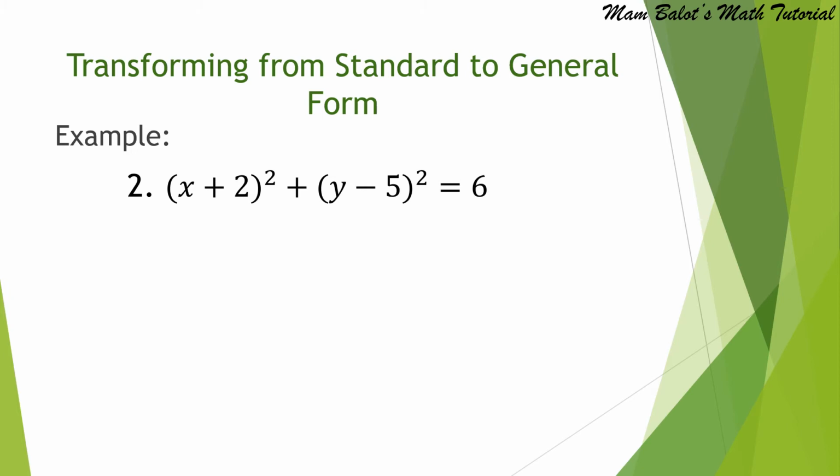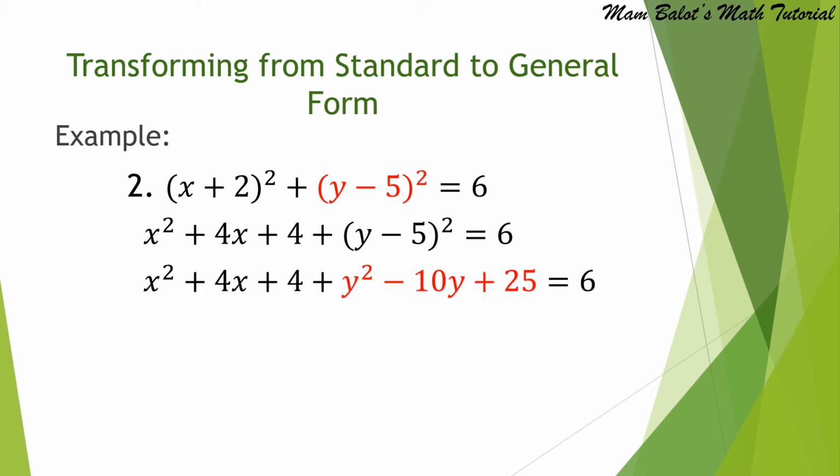Example number 2. (x plus 2) squared plus (y minus 5) squared equals 6. So expand first (x plus 2) squared, that is equal to x squared plus 4x plus 4. Then we expand (y minus 5) squared, and that is equal to y squared minus 10y plus 25. So rearrange again the terms. So we have now x squared plus y squared plus 4x minus 10y plus combine the constants which are 4 and 25, so that would be 29, so equal to 6.